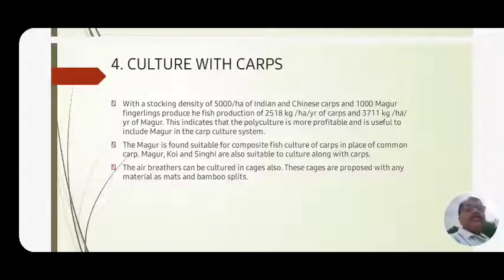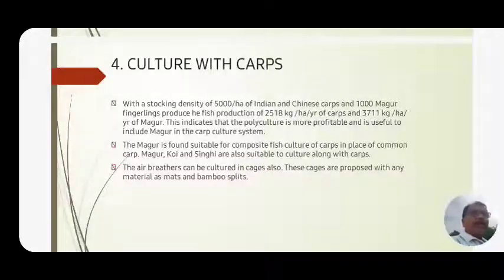With a stocking density of 5,000 per hectare of Indian major carps or Chinese carps and 1,000 magur fingerlings, the fish production is near about 2,518 kg per hectare per year of carps and 3,711 kg per hectare per year of magur.